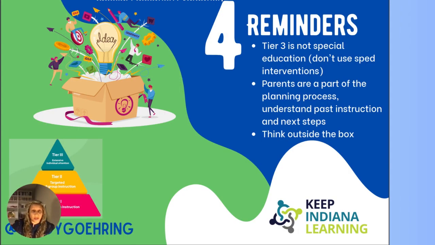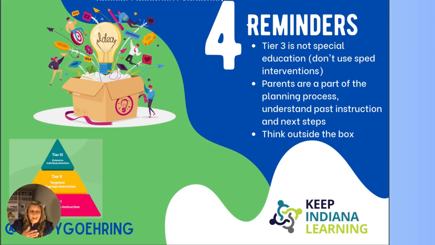Lastly, here are some reminders about Tier 3. A common mistake in making Tier 3 is making it look like special education. It is different, and the child should not be receiving SPED services or those types of interventions. Just remember, if a child is not showing growth at this tier, they may be referred for an evaluation. Then, if the child qualifies, their instruction needs to be different than what they were receiving before.